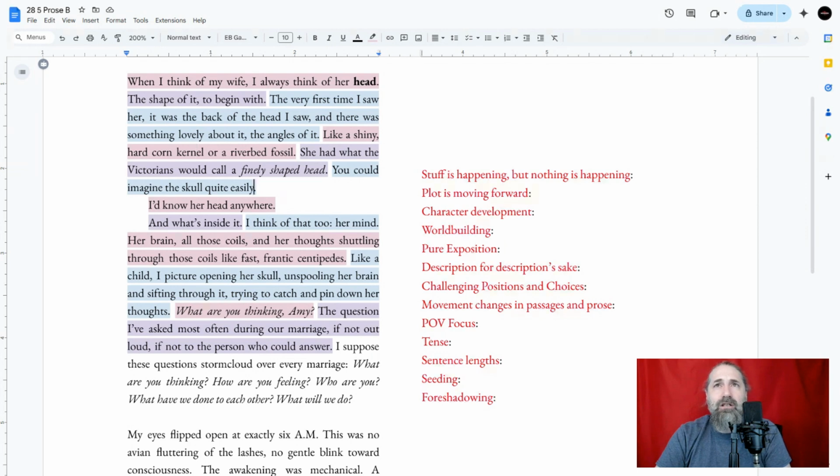So the first is thinking of the wife's head. Then we make a claim that I would know that head anywhere. So that becomes character and plot. And then now we're inside the idea of the head, like the thoughts. So it's all leading. It's outside, my knowledge of, and now we're going inside the head.